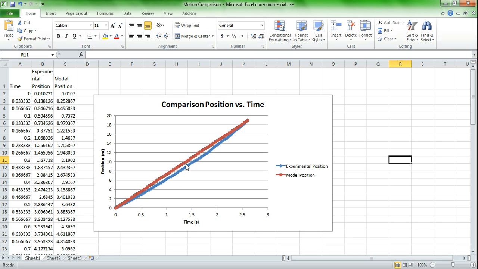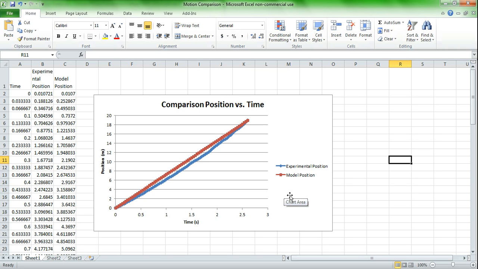It's just a little different here, and I think this is because of experimental error in filming the monorail. I wasn't holding the camera totally steady, so the monorail was deviating from the axis a little bit, so I think this is why the experimental data doesn't quite match the model data.